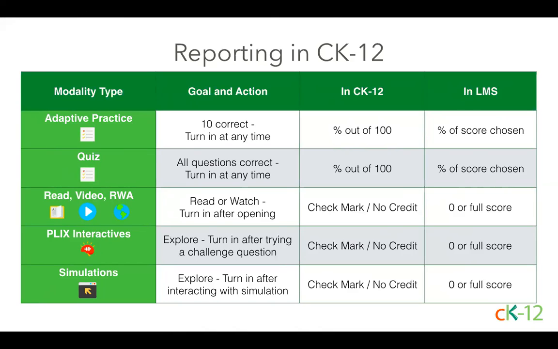Once again, they can turn in any attempt that they're working off of at any point in time. But if you set limited attempts, then they'd only have that many attempts before that due date. And the same deal, based on the percent correct out of the total number in CK-12, it would be the percent correct out of your score chosen. So 50% in CK-12, if you set a score of 20 points for that assignment in Google Classroom, would show up as 10 correct out of that 20 points.